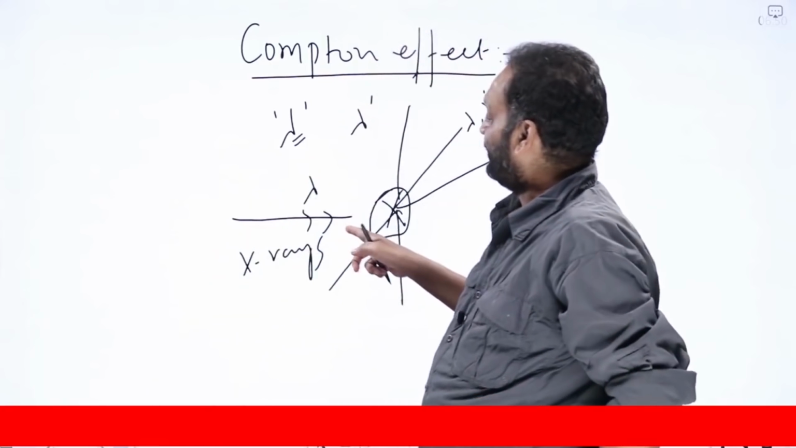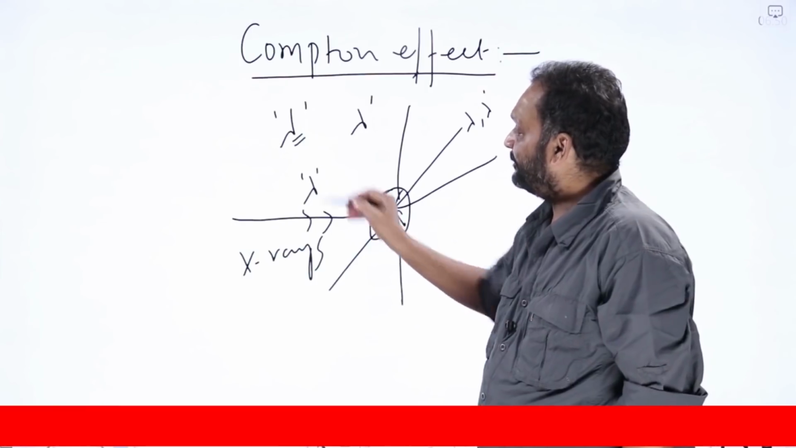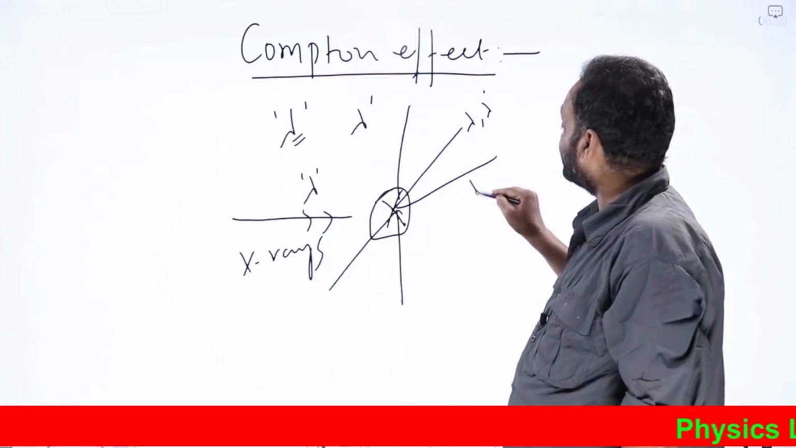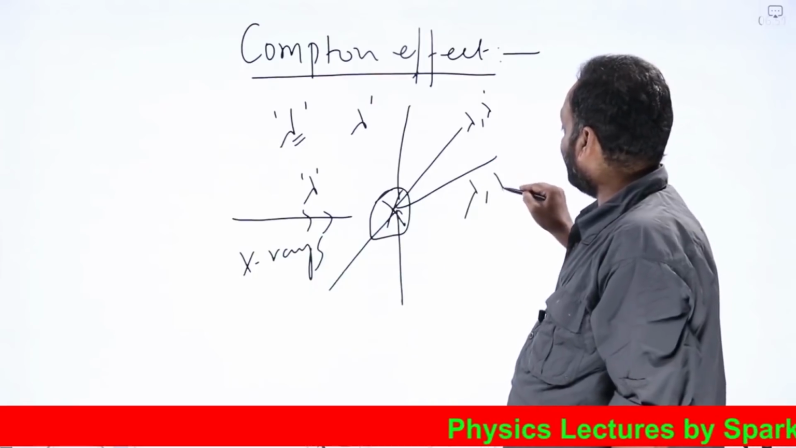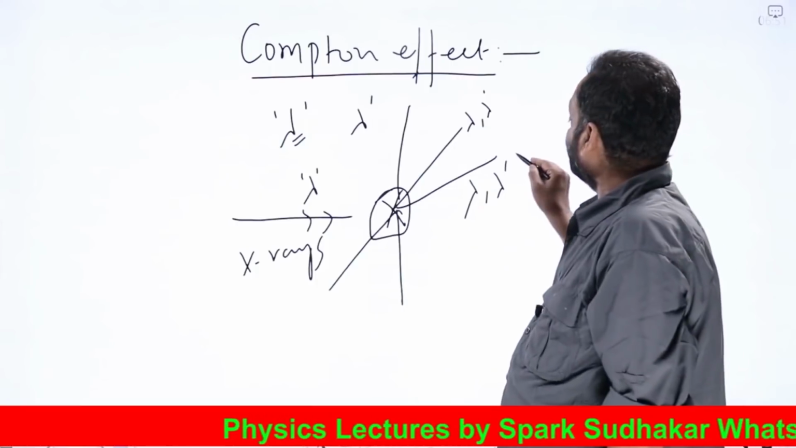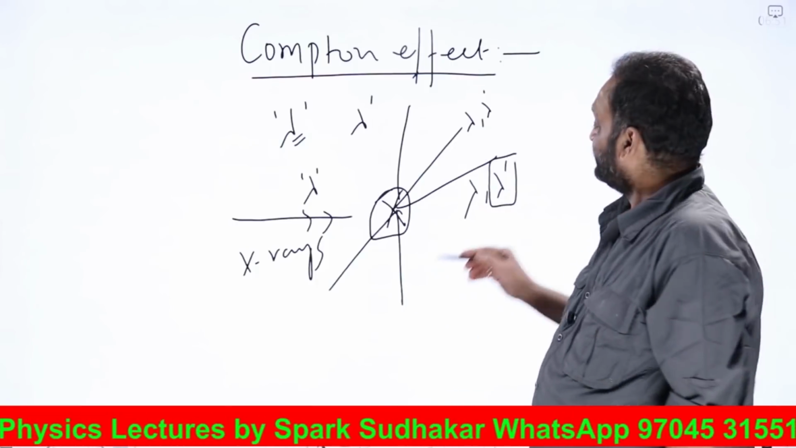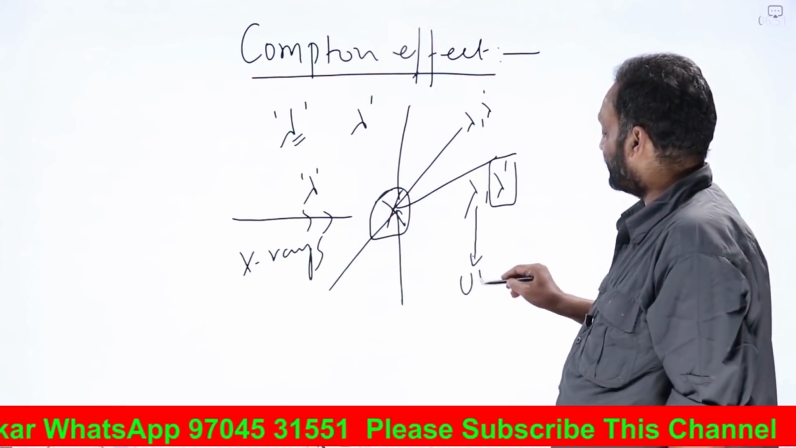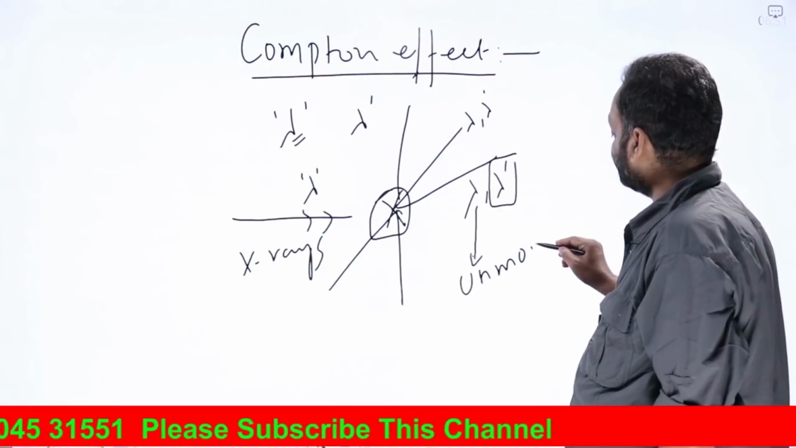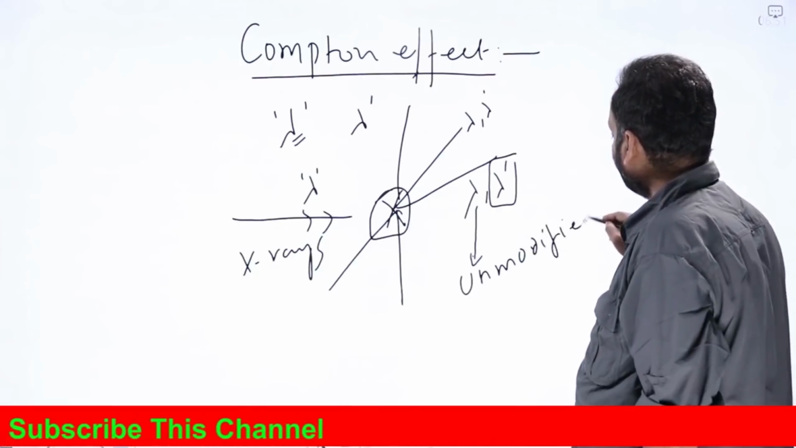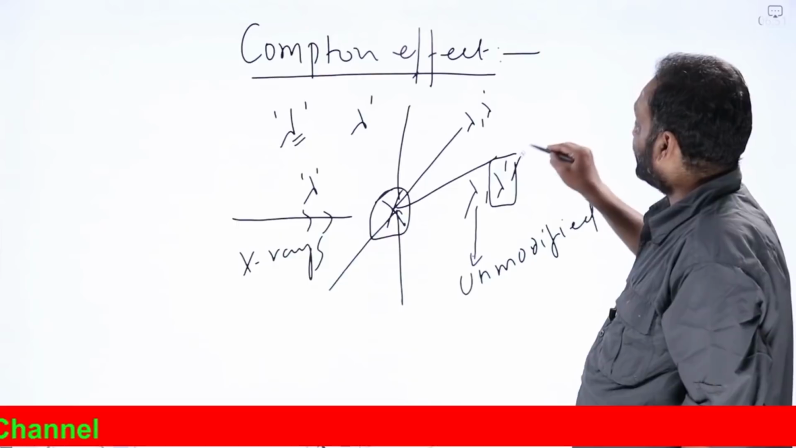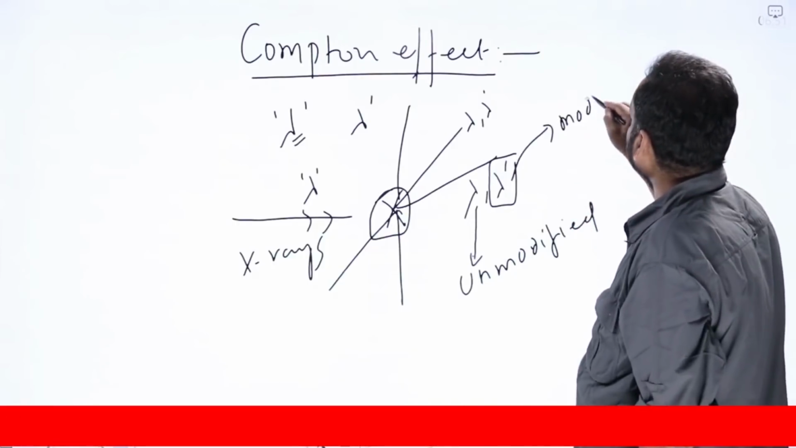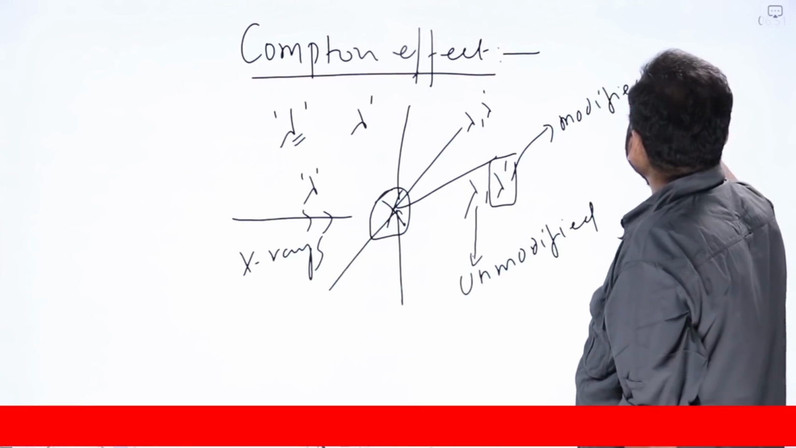But here, when I send a monochromatic X-ray beam of wavelength lambda, after scattering in every direction I am finding new wavelengths. There are two wavelengths, one is lambda and the other is lambda dash, which means a new wavelength is coming. The component which has the same wavelength as the incident beam is called the unmodified line, and the wavelength lambda dash, which is slightly longer than the incident wavelength, is called the modified line.